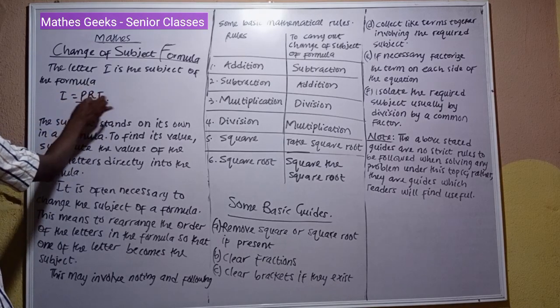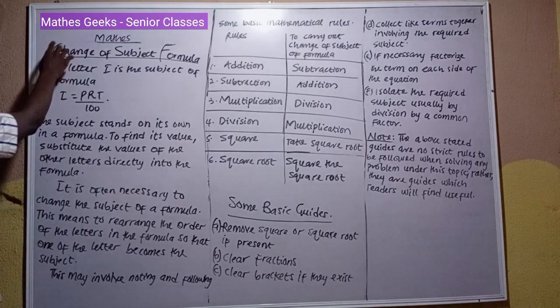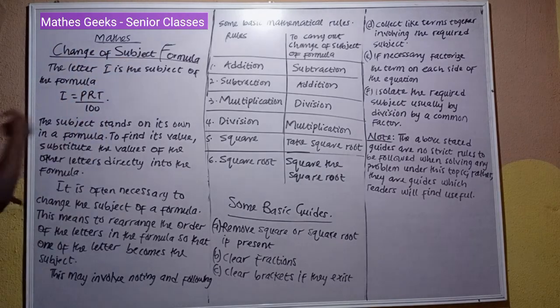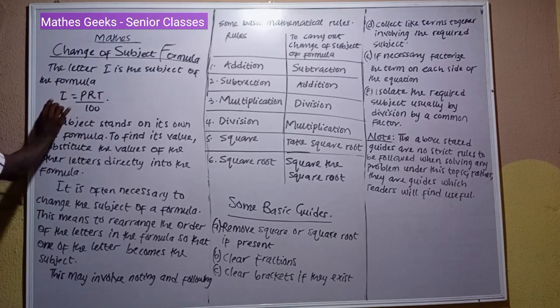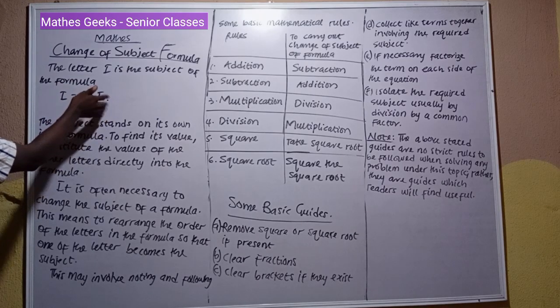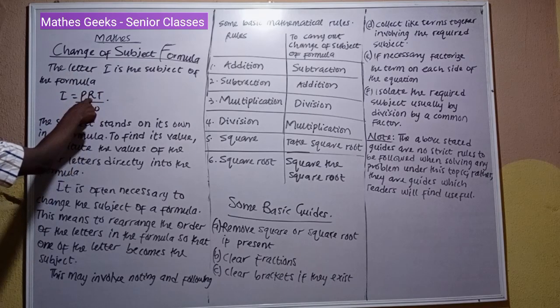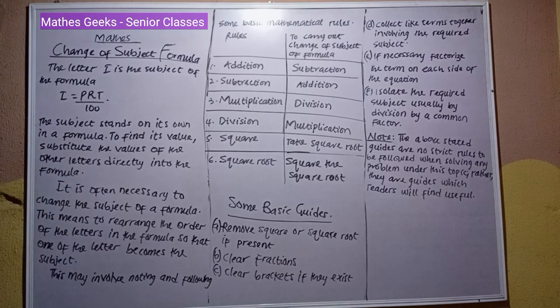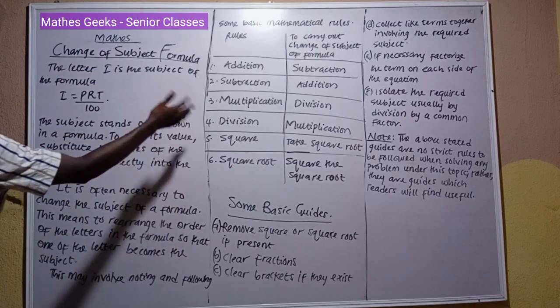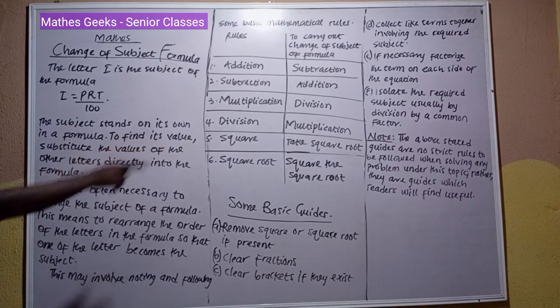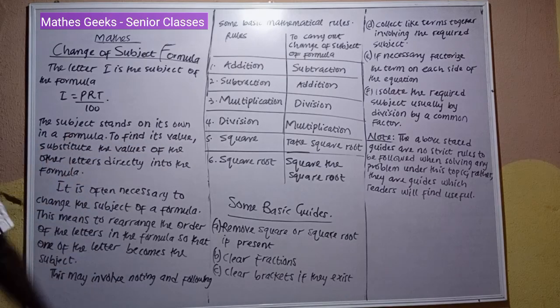We can also make any of these letters become the subject. That's why we have change of subject, and most times in mathematics, that usually happens. Sometimes, like with this formula, this is the interest. You can give the value for interest, and you would be asked to get the rate. In that instance, it means that you need to make the rate stand alone, and that involves following some mathematical rules or guides, which this lesson is about.